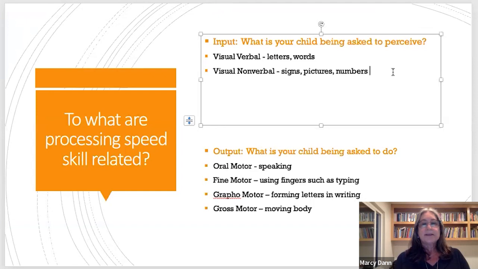For processing speed in terms of written expression, there are a lot of accommodations that many of you are familiar with, but they probably aren't enough to alleviate the issues. So maybe we can do some brainstorming tonight.